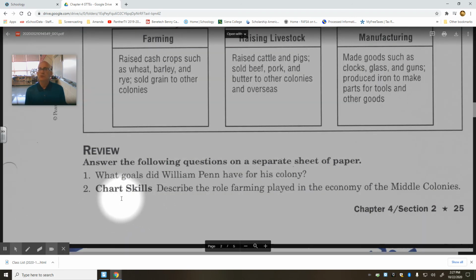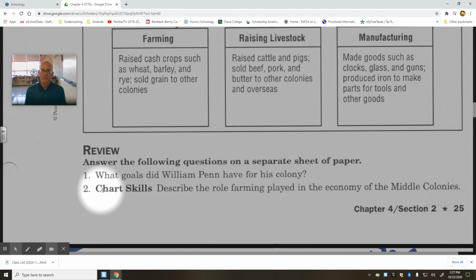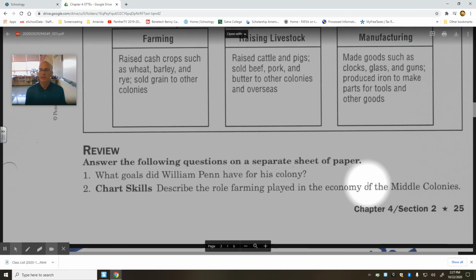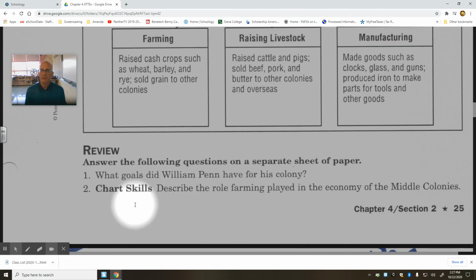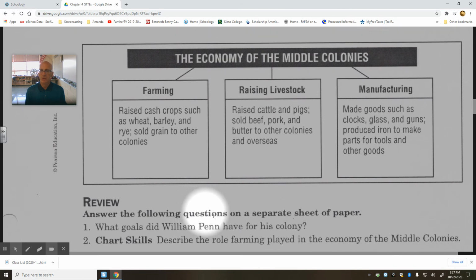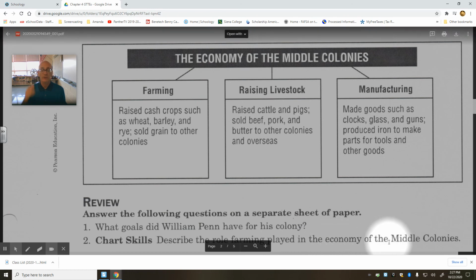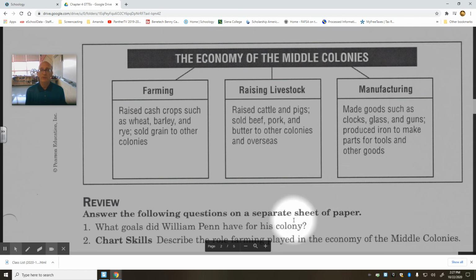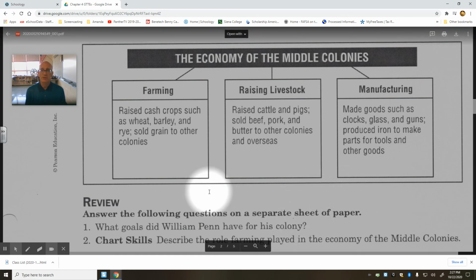Question number two applies to the chart. Question number two asks specifically, describe the role farming played in the economy of the Middle Colonies. In formulating your answer, you're going to refer directly to the chart. What type of farming activities were people involved in in the Middle Colonies? Use the chart to answer question two.